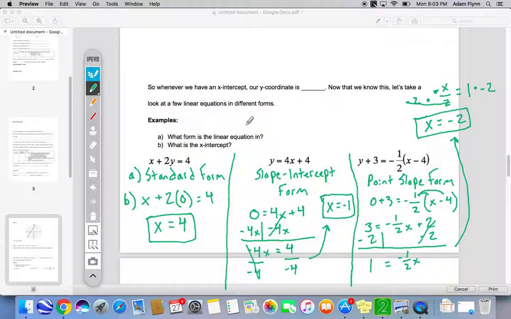So now you know how to find x-intercepts given a graph, given an equation in standard form, given an equation in slope-intercept form, and an equation in point-slope form.